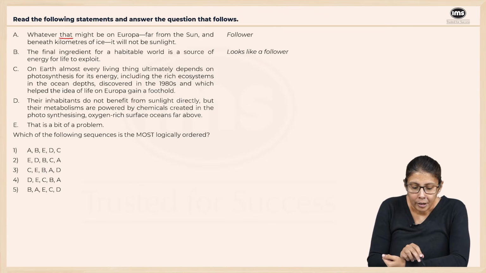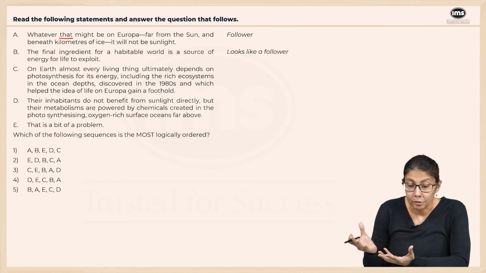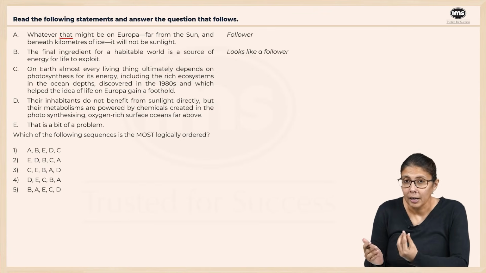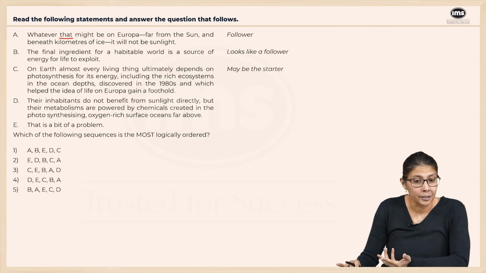Look at C. On Earth, almost every living thing ultimately depends on photosynthesis for its energy, including the rich ecosystems in the ocean depths discovered in the 1980s and which helped the idea of life on Europa gain a foothold. Now, this actually did look like it was a starter because it seems to be introducing how organisms function on Earth. But you still have to understand what this sentence is saying. That photosynthesis does not always require sunlight because it can happen in the ocean depths also. So, I would say this may be the starter.